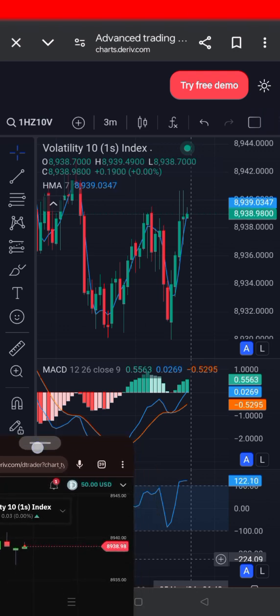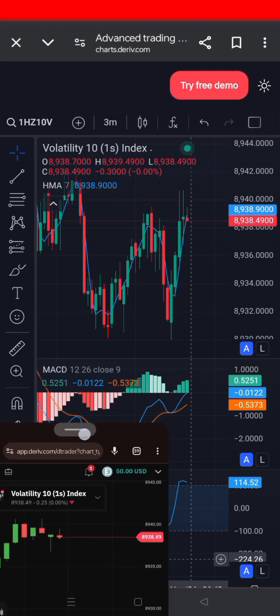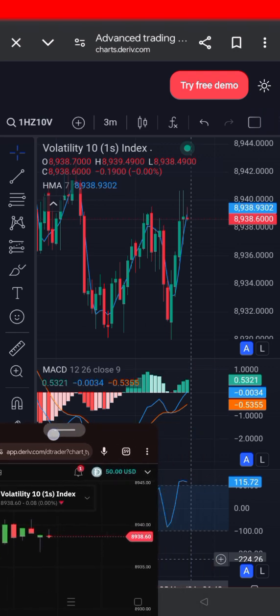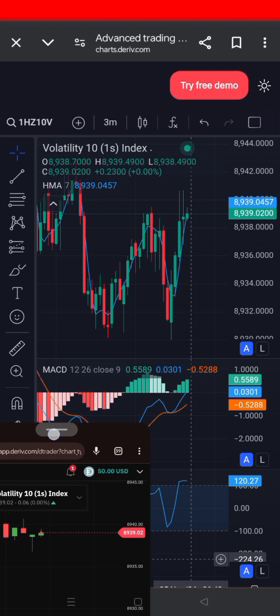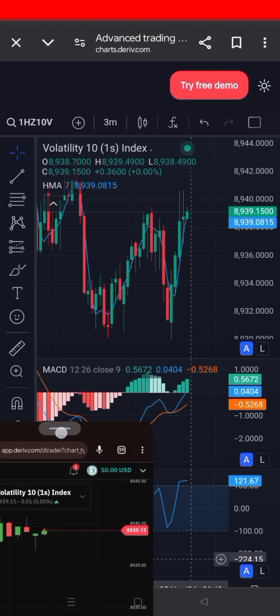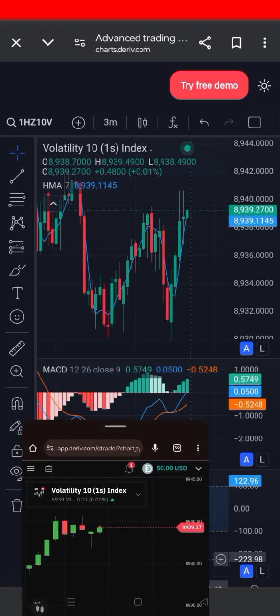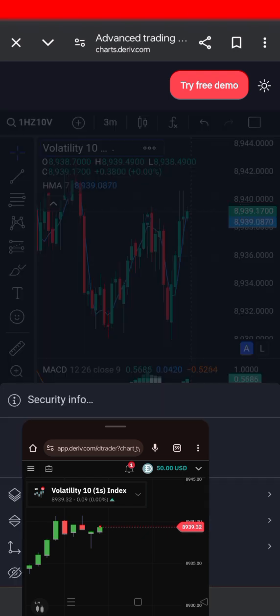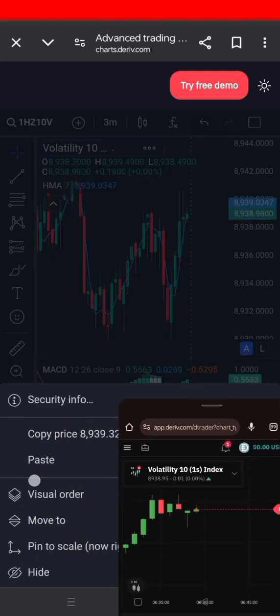For this Volatility 10 index, we can see that the Commodity Channel Index, the CCI, is in the overbought area, meaning there is a likelihood of moving to the downtrend. But now look at the MACD, it shows an uptrend. So it doesn't show a correct movement.